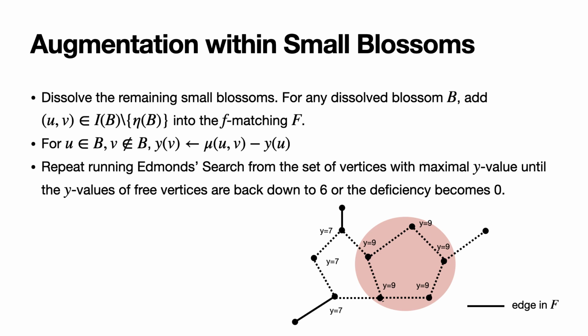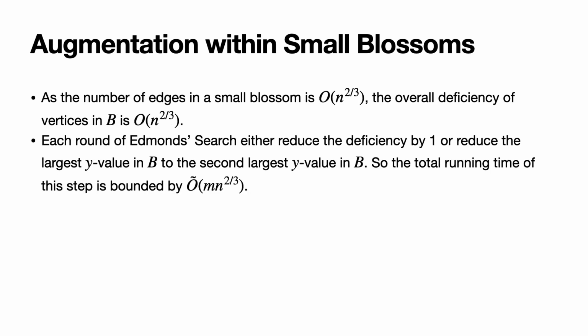Repeat running Edmonds Search for the set of vertices with maximal y value until the y values of free vertices are back down to 6, or the deficiency of B becomes 0. Each round of Edmonds Search either reduces the deficiency of B by 1 or reduces the largest y value in B to the second largest y value in B. As the number of edges in B and the number of vertices in B are both O(n^{2/3}), the total running time of this step is bounded by Õ(m n^{2/3}).